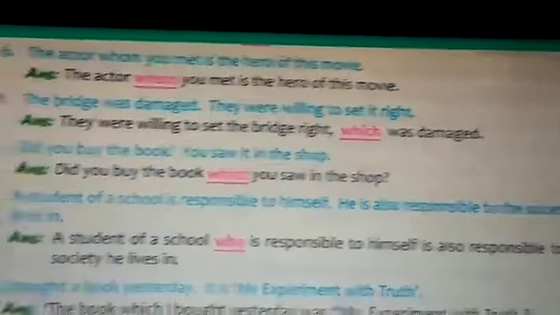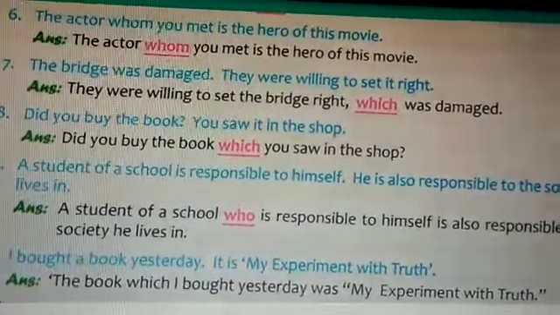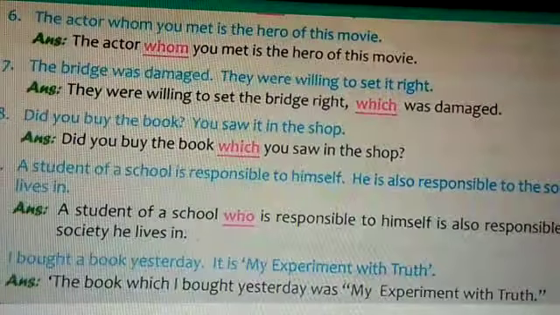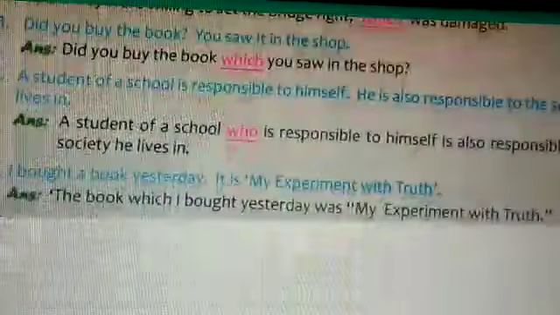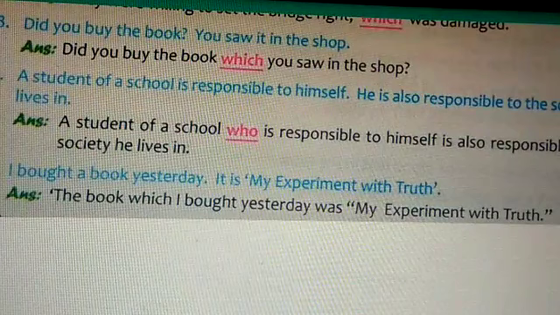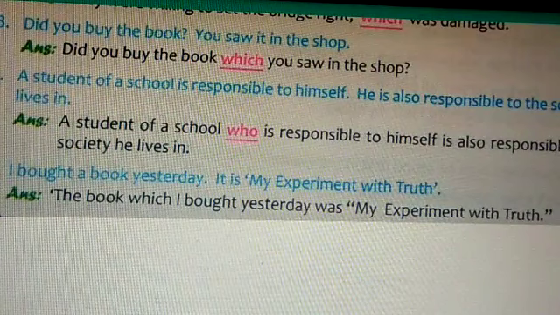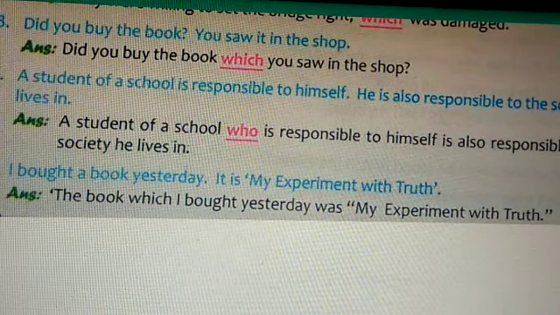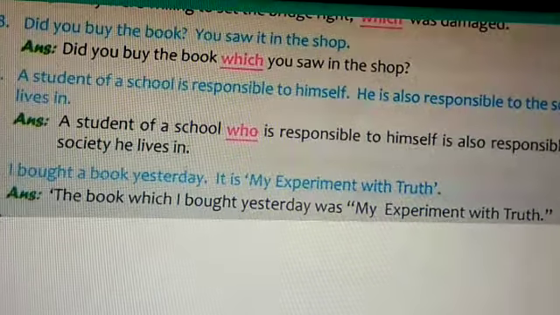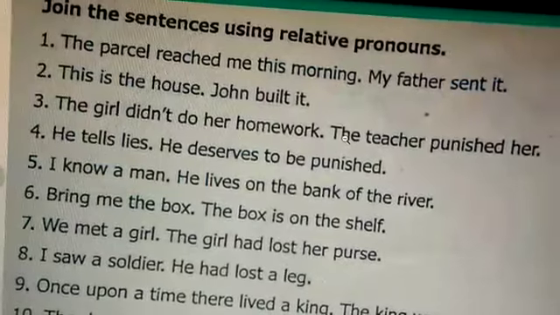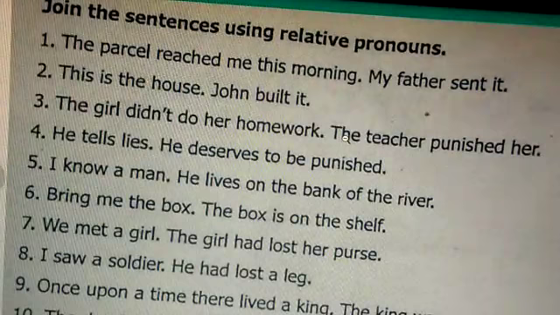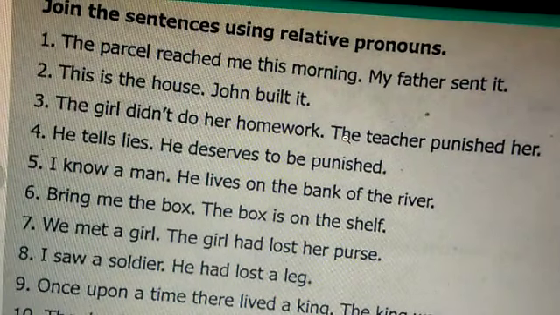in. 10th one, I bought a book yesterday. It is my experiment with truth. So, answer. The book which I bought yesterday was my experiment with truth. Now you see the third exercise. Join the sentences using relative pronouns.